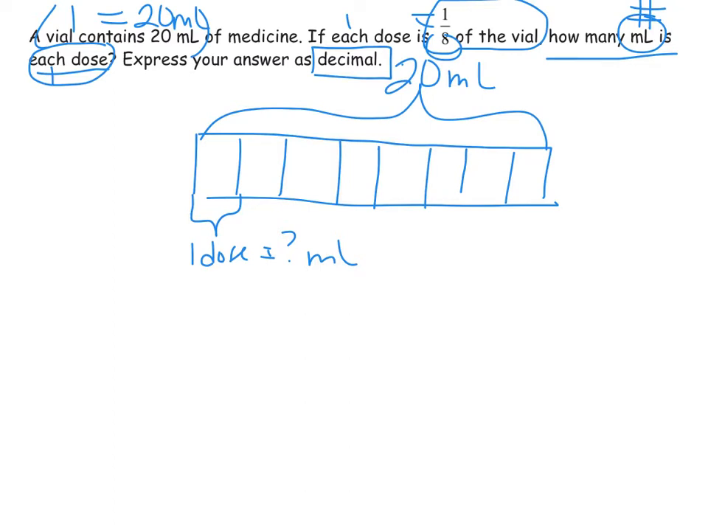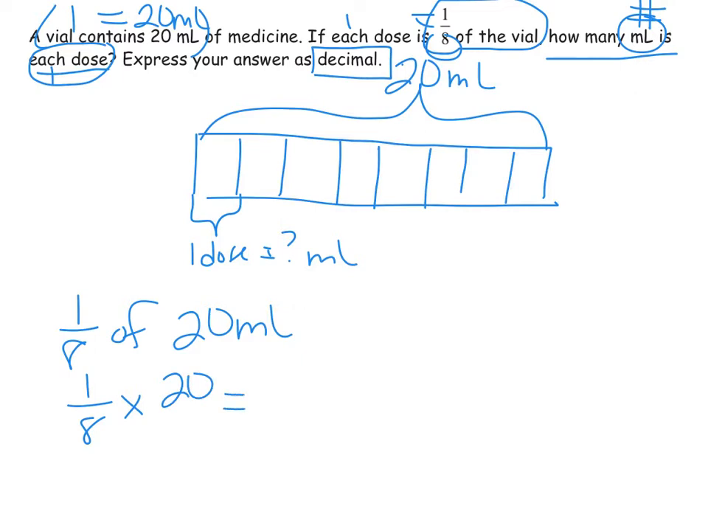So I need 1/8 of a vial. So I need to do 1/8 of, and well, a vial is equal to 20 milliliters. So I need to multiply 1/8 times 20. 1 times 20 is 20. 8 times 1, invisible 1, is 8.